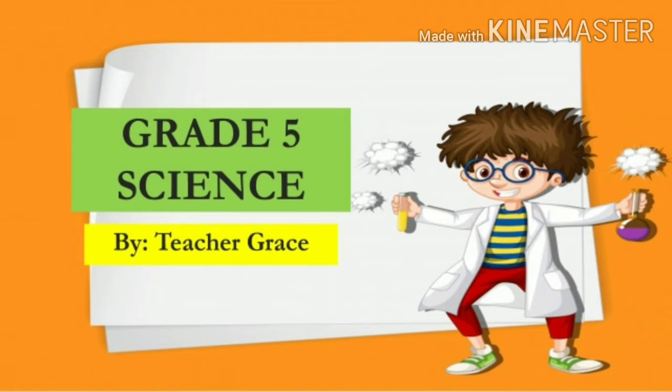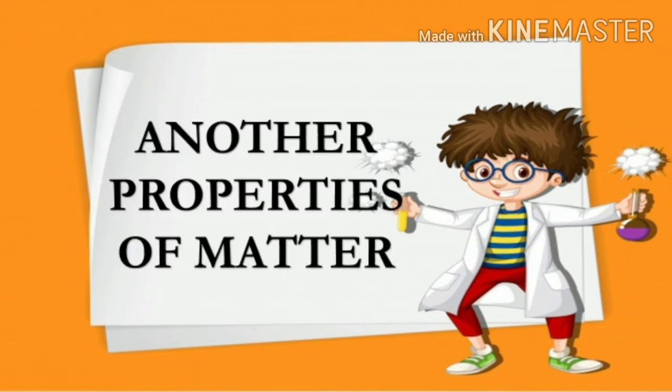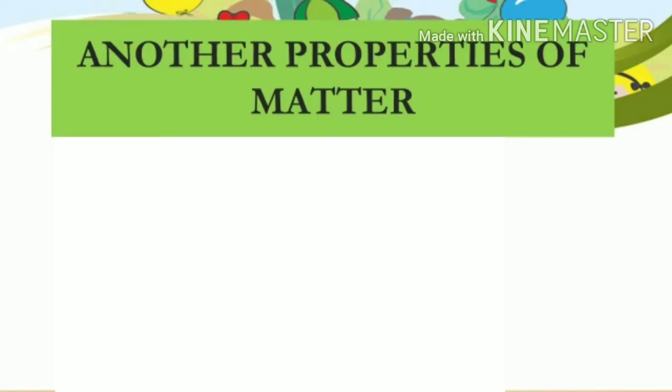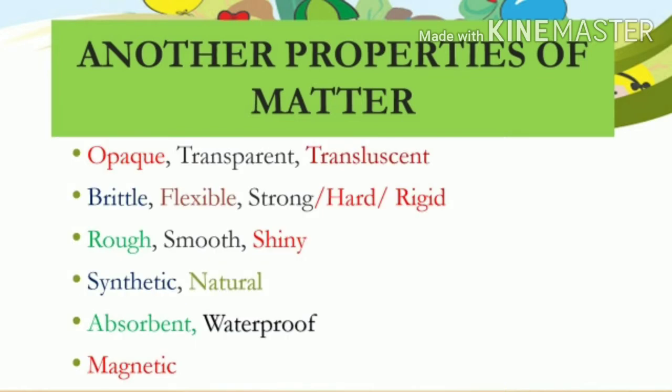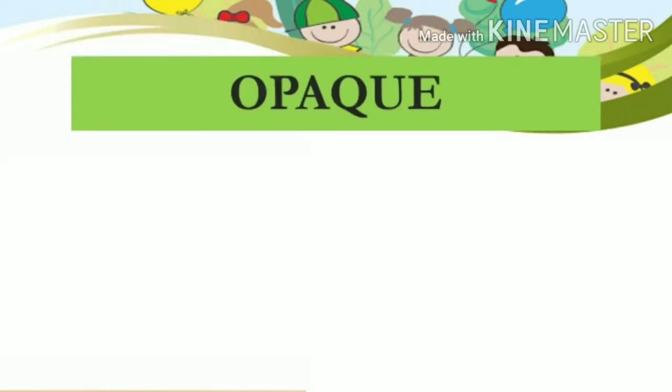In your previous lessons, you learned about the different properties of matter. For today's lesson, you learn more about the other properties of matter. The other properties of matter are opaque, transparent, translucent, brittle, flexible, strong, hard or rigid, rough, smooth, shiny, synthetic, natural, absorbent, waterproof, and magnetic. What is opaque?